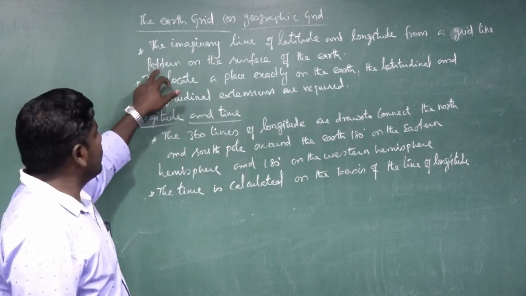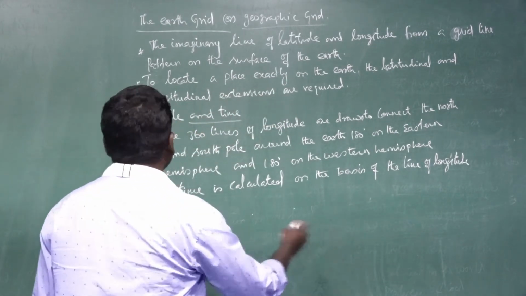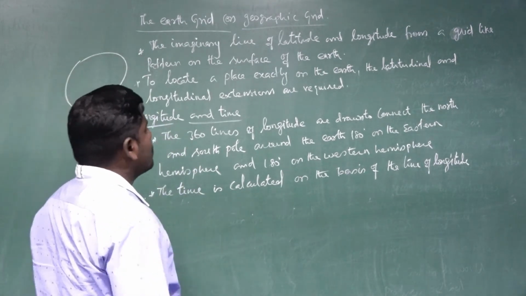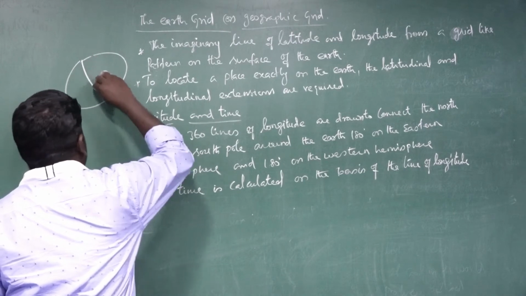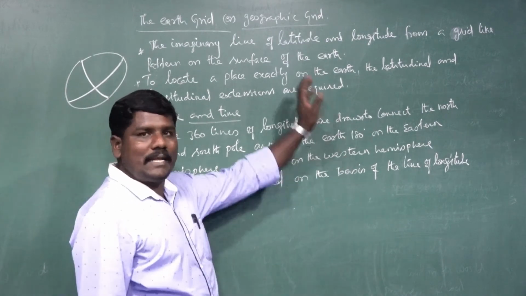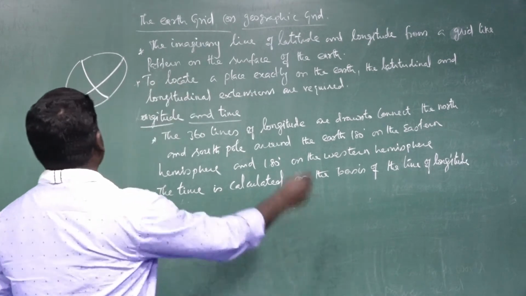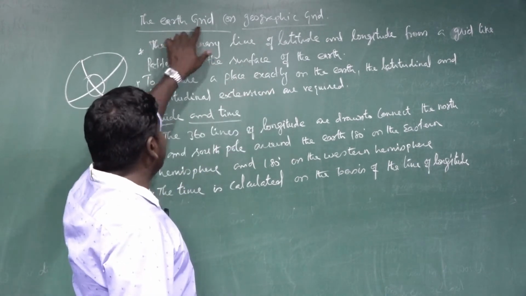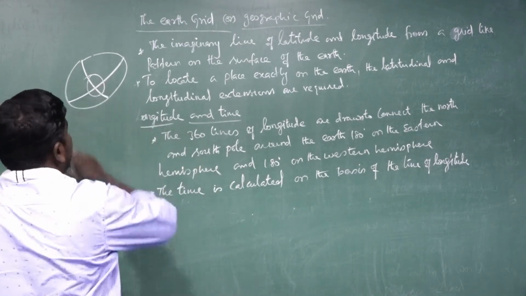So grid-like patterns on the surface of the earth are called the earth grid. The imaginary lines of latitudes and longitudes form a grid-like pattern on the surface of the earth. That is called the earth grid or geographic grid.